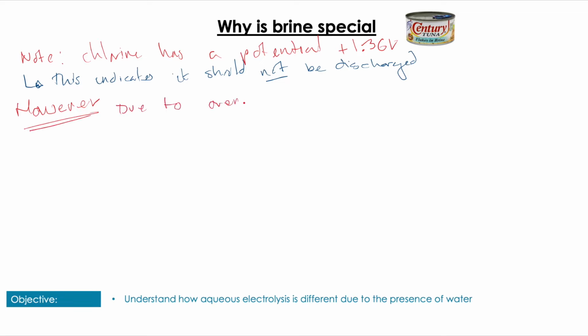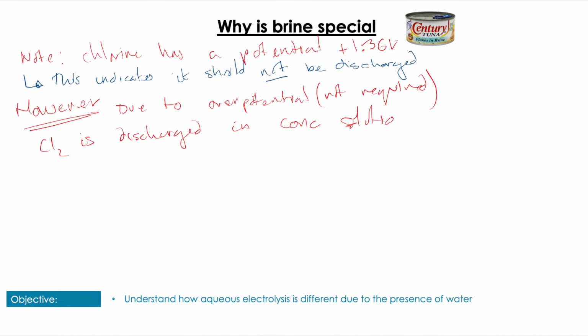So this is due to a thing called overpotential. We don't need to go into that for IB, but if you would like to have a little look at it online, you can. Basically, it just means that something different from the standard potential happens when we do it in practice. What happens is we get chlorine gas discharged when we have concentrated solutions of brine.